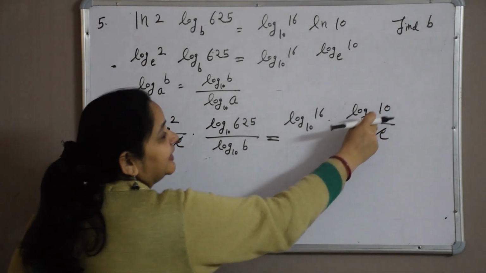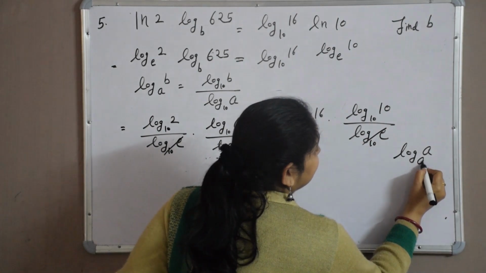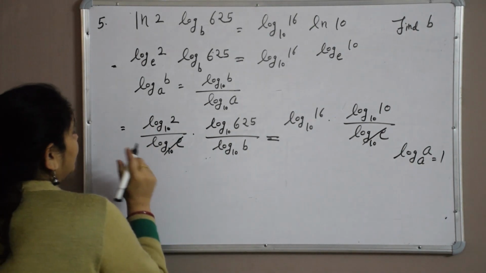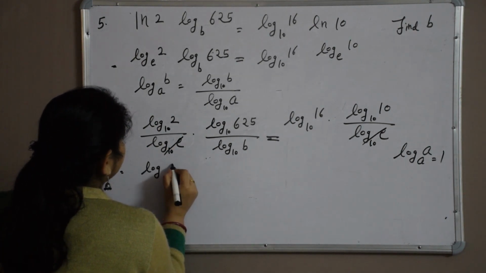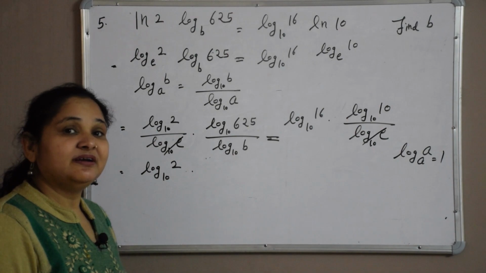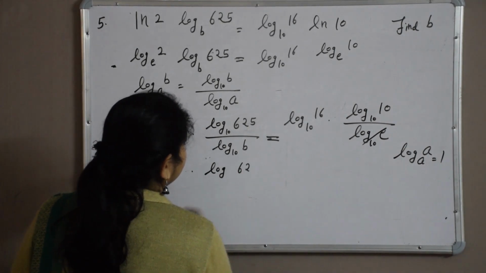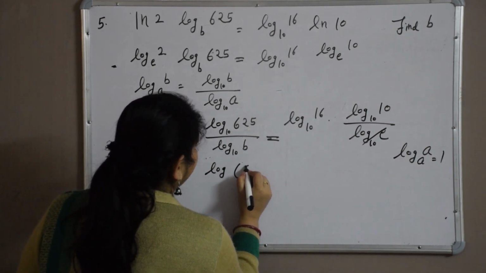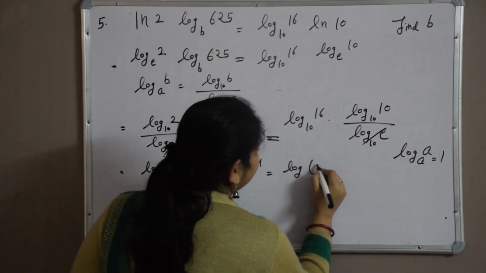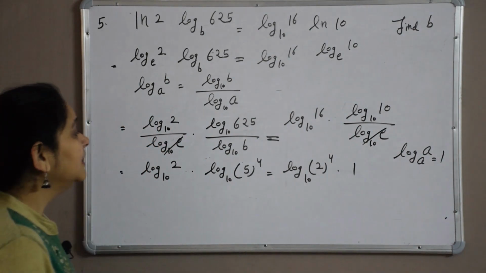But we know that log of 10 to the base 10 is equal to 1, because we know that log of a to the base a is always 1. Whenever this number and this base are the same, we get the value 1. Now how can we solve further? Log of 2 to the base 10 into this number 625, we can write as 5 raised to power 4. Log of 5 raised to power 4 to the base 10 is equal to, and this 16 we can write as 2 raised to power 4 to the base 10, and this log of 10 to the base 10 is equal to 1.